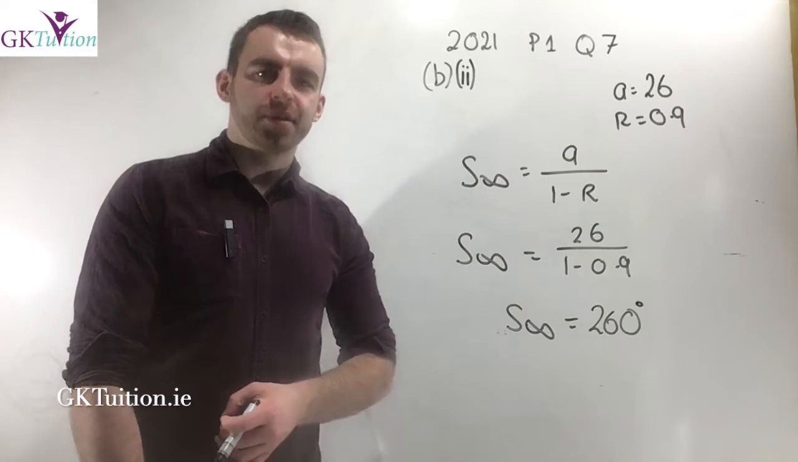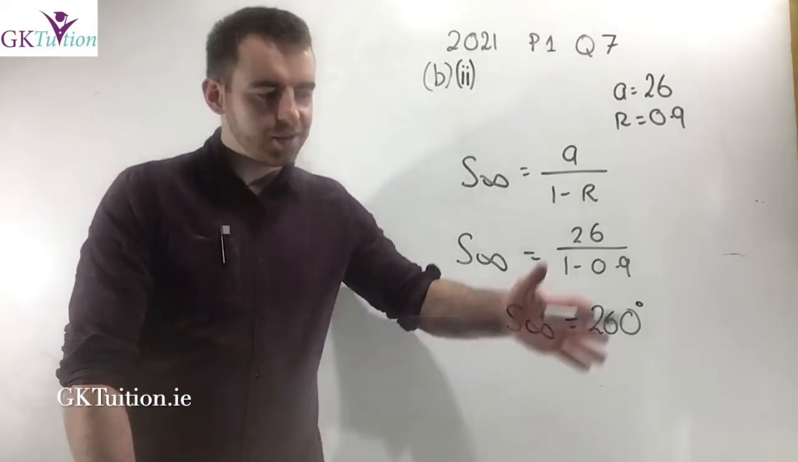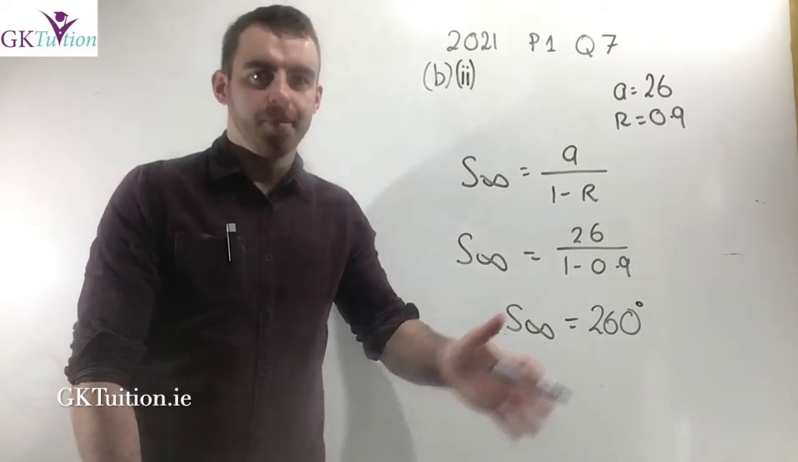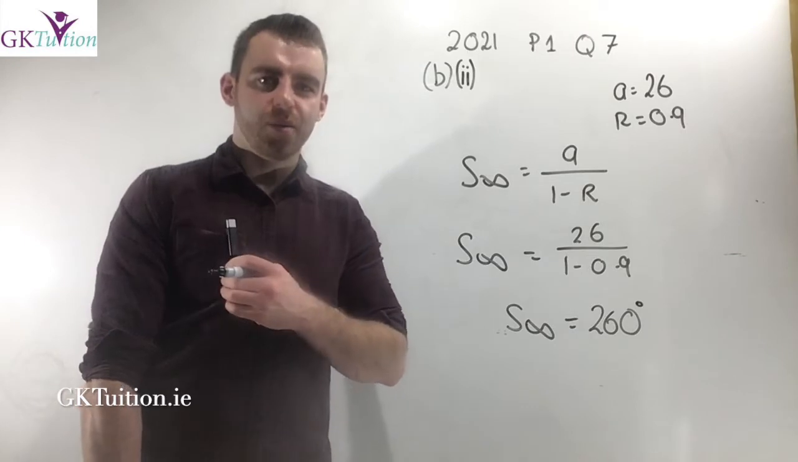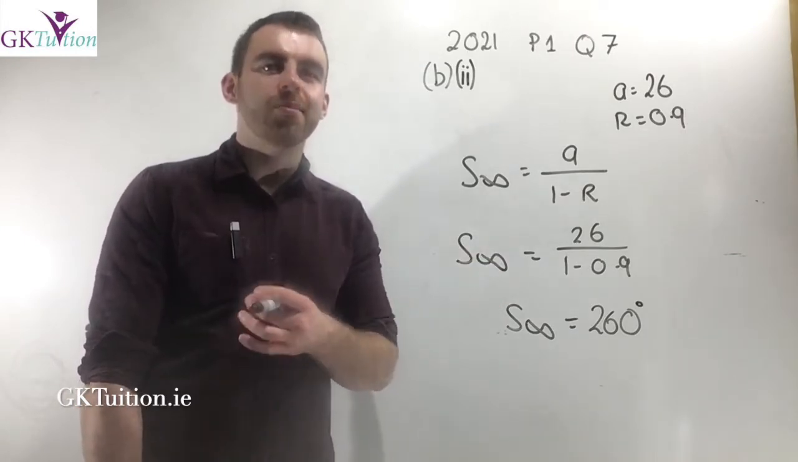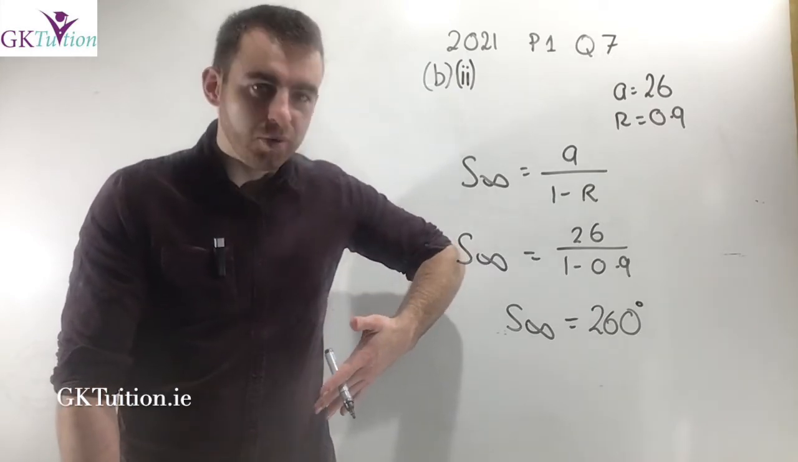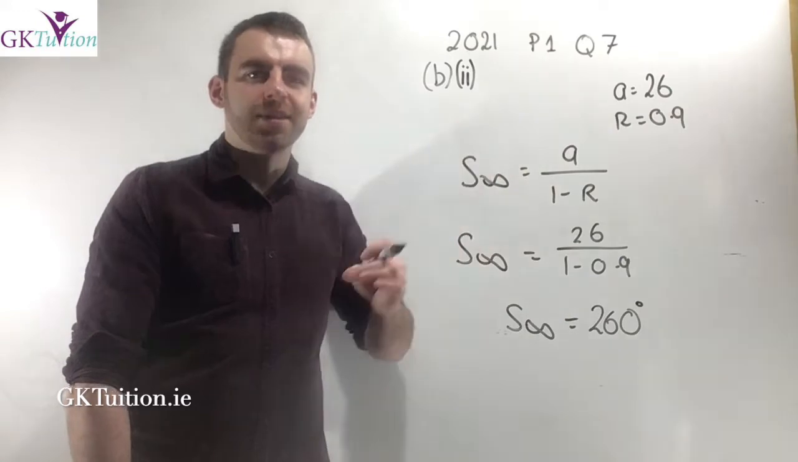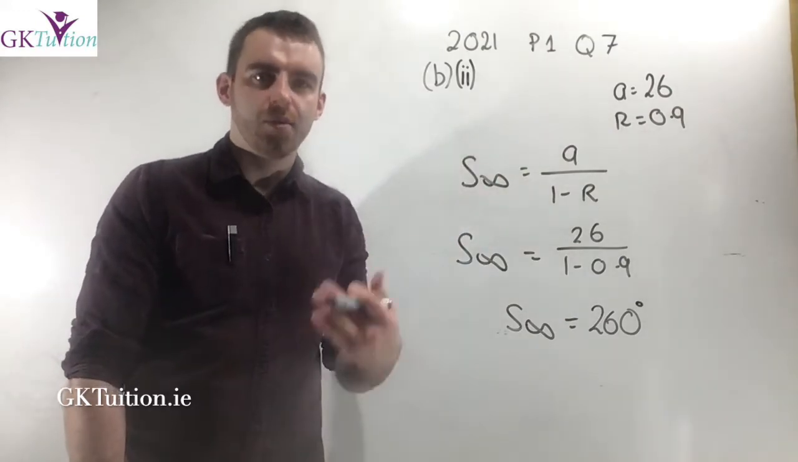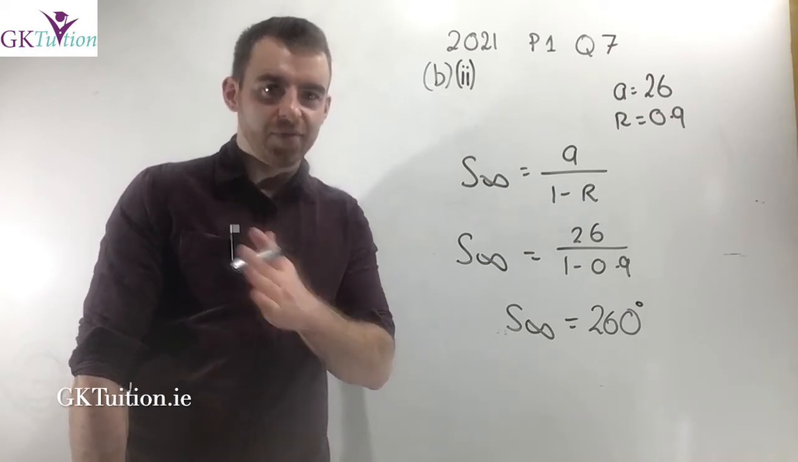Now in B part 2, we're asked to work out the total accumulated angle that the pendulum swings through when it stops. Now it's important we look back at what it said at the start of the question. There's no mention of this pendulum ever stopping. The pendulum originally swings 45 centimeters, then 90% of that, then 90% of that, then 90% of that, and so on and so forth. So in theory, the pendulum never stops.